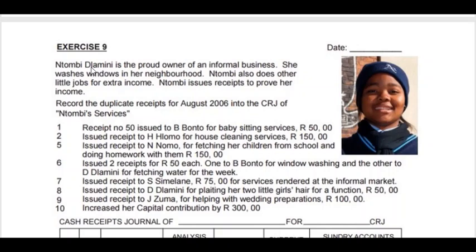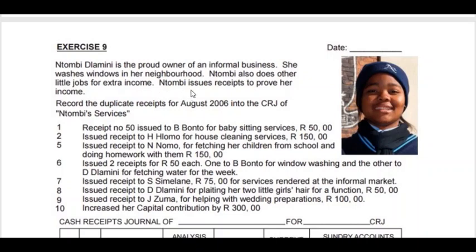It says Ntombi Dlamini is the proud owner, so you know our owner's name is Ntombi Dlamini, of an informal business. She washes windows in her neighborhood, and she also does other little jobs for extra income. What this means is that she renders services, and therefore her main income account for the business will be current income. Remember, that's the income account associated with rendering services.